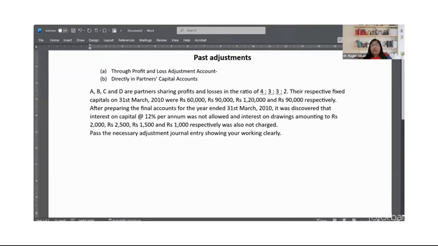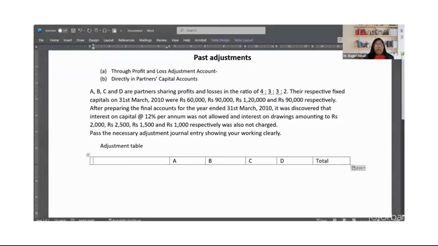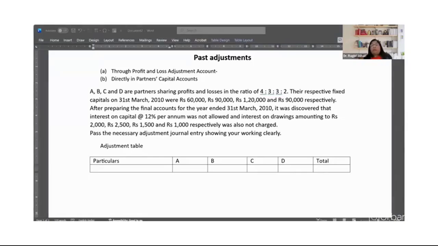First thing first, we are going to make an adjustment table. The adjustment table is a requirement, and using this adjustment table we will be solving our question. Let us see what has to be mentioned in this adjustment table. First of all, the amount which was omitted and not recorded will be mentioned here.